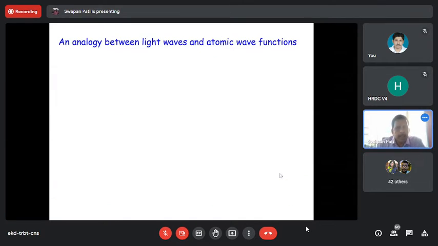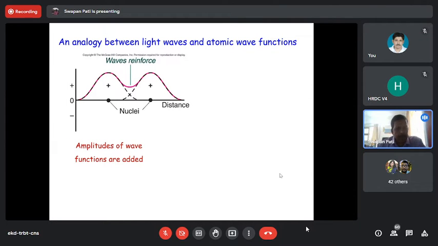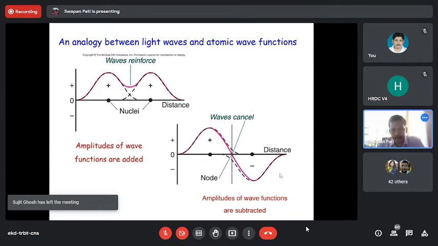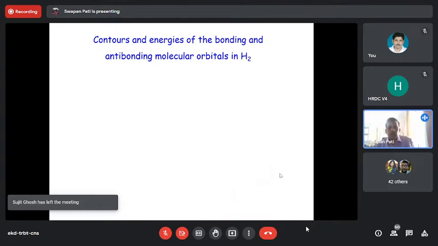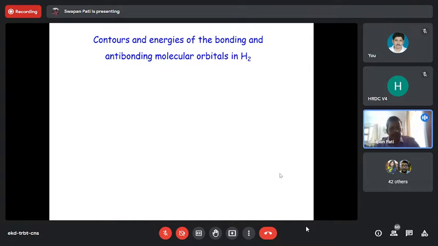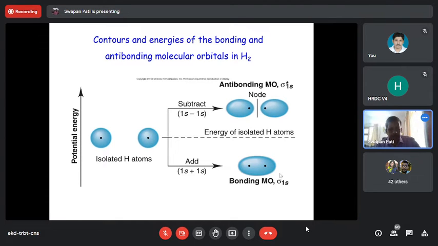All right. Now, an analogy between light waves and atomic wave functions I will give. For example, here the amplitude of wave functions added, that's in bonding molecular orbital, and are subtracted, they cancel each other in an anti-bonding molecular orbital. So bonding and anti-bonding molecular orbitals are drawn here. This is bonding molecular orbital where they share the electrons in the interbonding region, in the middle of the bond. And anti-bonding molecular orbital, in fact, there is a node in the bonding region. That means zero probability.